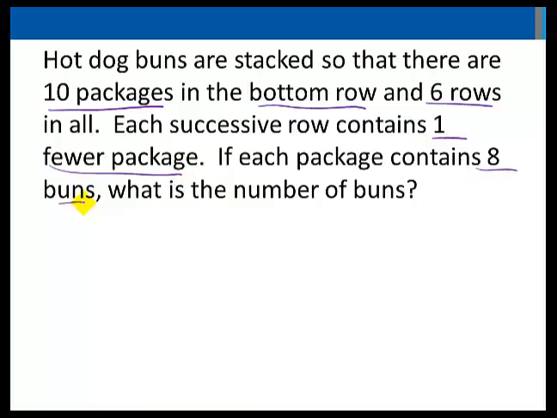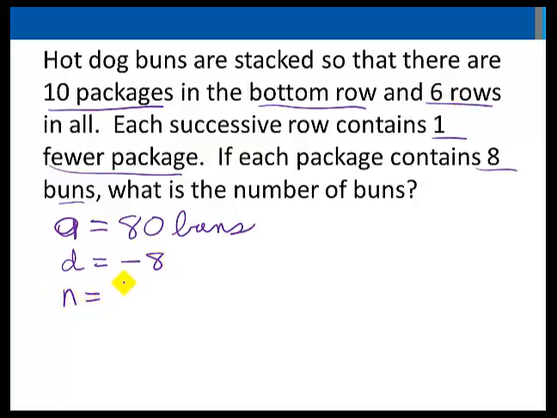Okay, so if we think of the bottom row of hot dog buns as being a sub 1, or a, then the number of buns in that bottom row will be equal to 8 buns per package times 10 packages, or 80 buns. So there are 80 buns in the bottom row. What else do we know about this? There will be one fewer package per row, which would mean 8 fewer buns per row. So the common difference here is going to be -8. And another thing we know, there are 6 rows. So here n will equal 6.